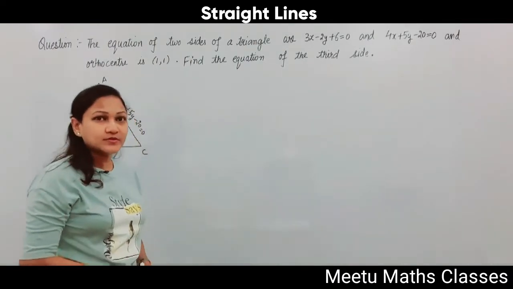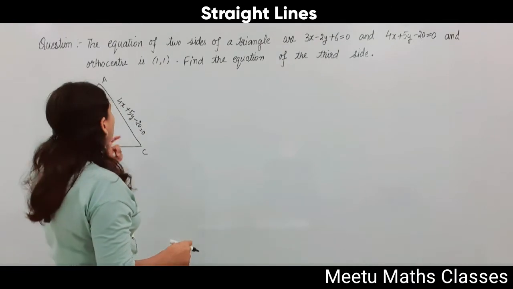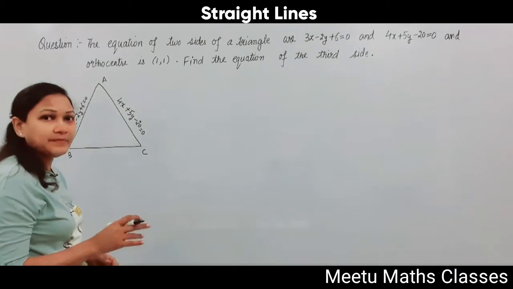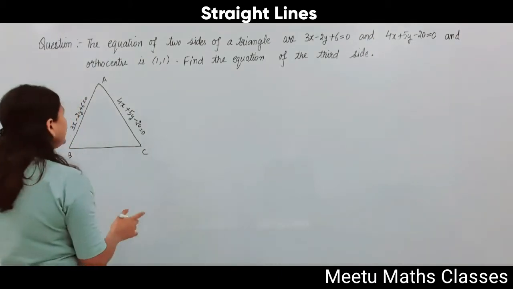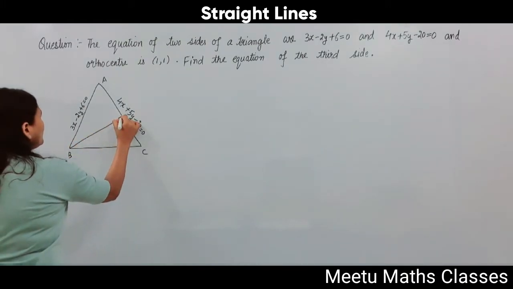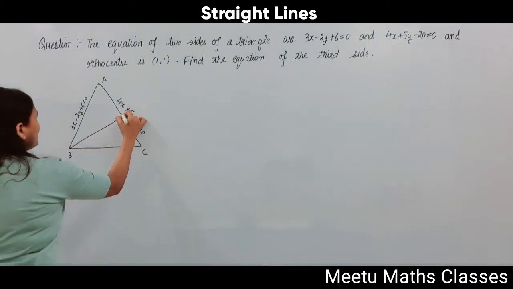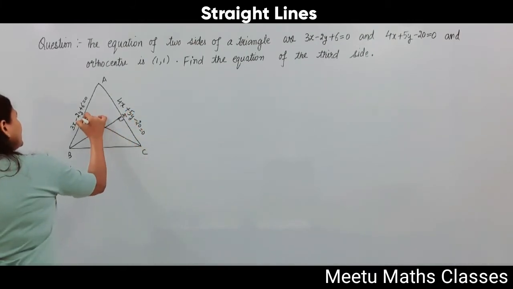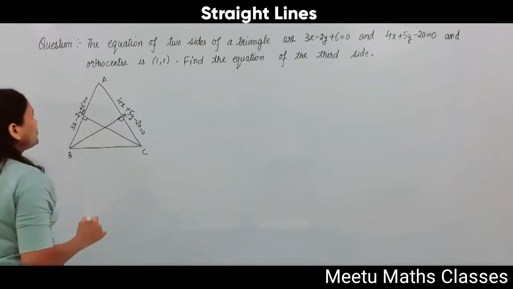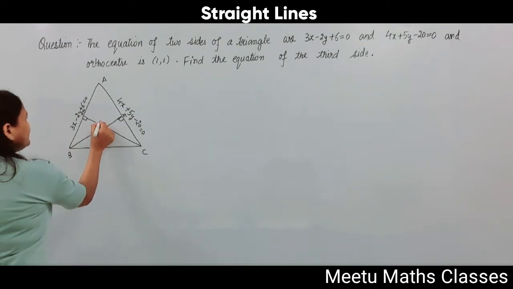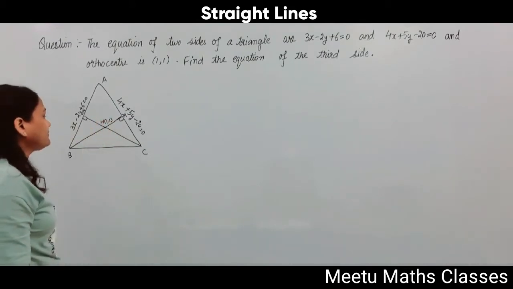Now what do you mean by orthocenter? We know that the altitudes of a triangle are concurrent. They meet at a point, and that point is called the orthocenter. So we are going to construct two altitudes, first altitude BM and secondly altitude CN. The point of intersection is the orthocenter. Let this be H, and that is given as (1, 1).